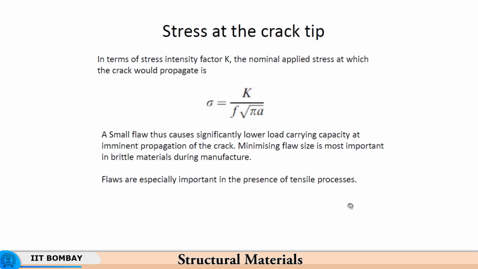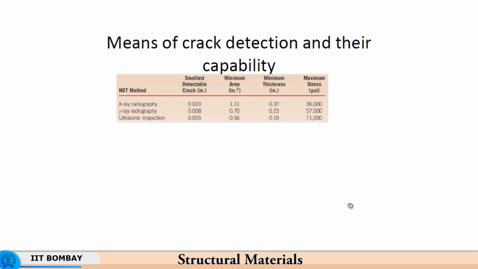Flaws are especially important in the presence of tensile stresses. Typically, regarding the size of cracks which are detectable by different techniques, I have been mentioning to you that different techniques are capable of detecting different sizes of cracks. So, X-ray radiography can detect a 0.02 inch crack, meaning 0.02 into 25.4 will give you the crack size in millimeters. So, maybe a half millimeter crack will be detectable using X-ray radiography.